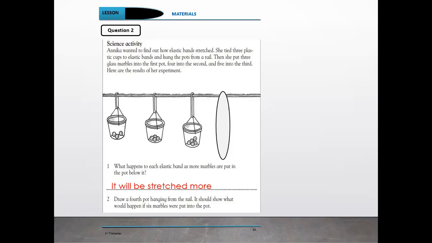He's saying, if Anika wanted to bring a 4th cup, and in this 4th cup she will put 6 marbles, so what happens? It will be stretched more, okay? Because as you are adding more marbles, the elastic band is stretched more, okay?